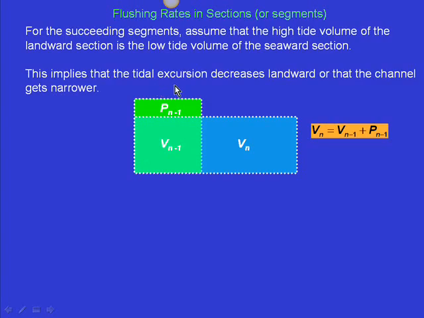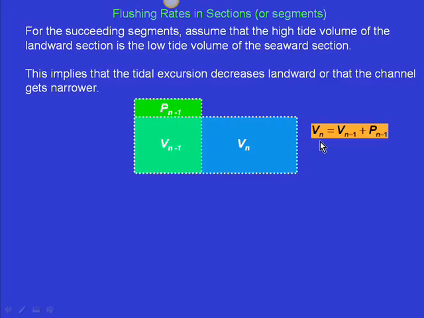And this is reasonable, not for every system, but for a lot of systems, that the tidal excursion, that is the tidal currents, decrease as you go further up the estuary. Or alternatively, that the coastline of the estuary is converging. So again, in most systems this is true, but not in all of them.